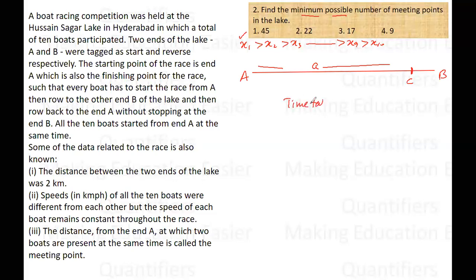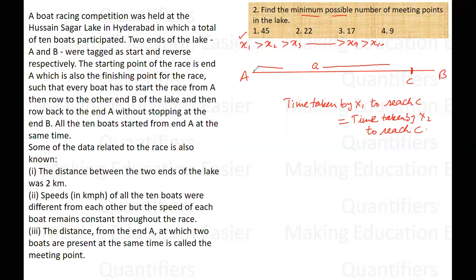the time taken by X1 to reach C is equal to the time taken by X2 to reach C. Both times will be the same. Time taken by X1 to reach C: it will go to B, then come back to C. Whereas the second boat X2 has speed X2. Now remember, these are the speeds of the boats: X1 has speed X1, X2 has speed X2, X3 has speed X3, and I am considering X1 to be the fastest.